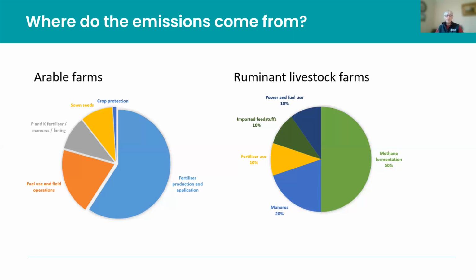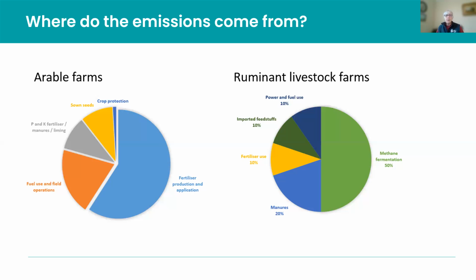Now, if we look at ruminant livestock farms on the other side of the graph, you can see that 50% of total emissions are coming from methane from the actual animals themselves. And then another probably 20% coming from how we manage their manures. But also quite a significant proportion coming from, I'm calling it imported feedstuffs. What I mean from a UK point of view is imported protein for livestock feeds that's generally coming from parts of the world where deforestation is taking place to grow those crops. And it's that deforestation that's causing the much higher level of emissions associated with those feeds.